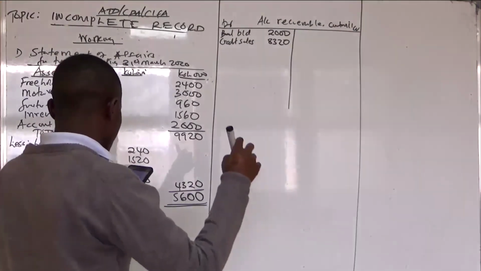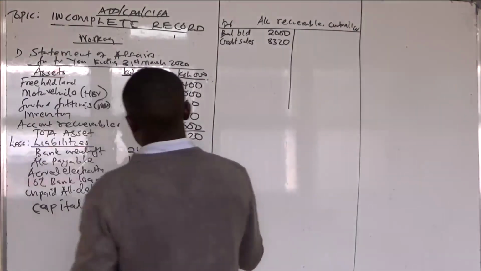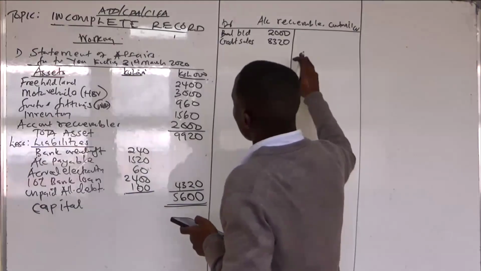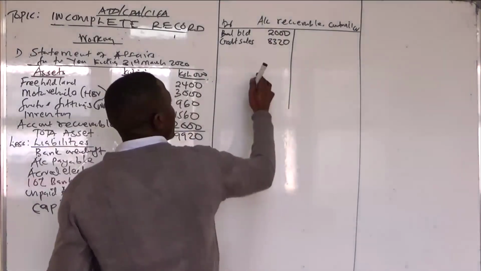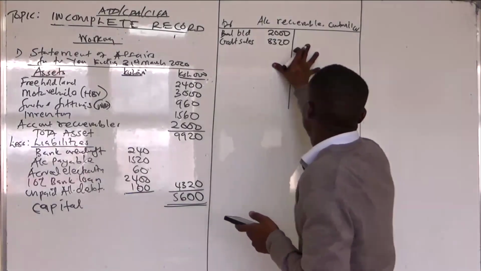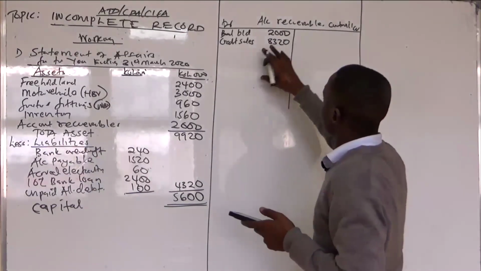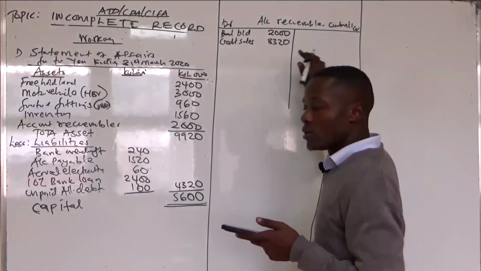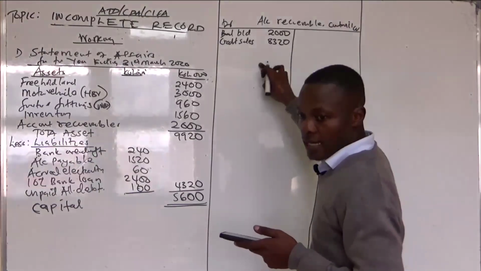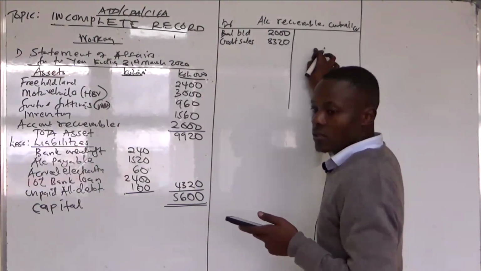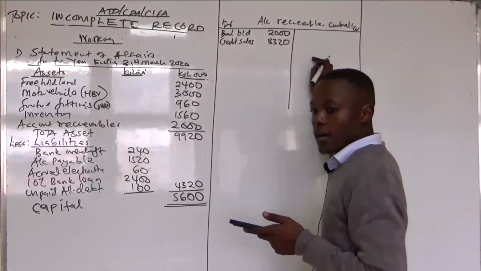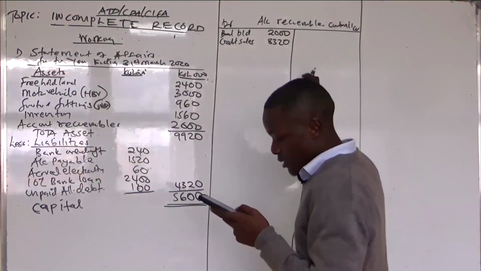Other things we can put here are known bad debts. But what you need to know, NB: allowance for doubtful debt and cash sales do not affect the control account. That is something you must know. Cash sales and allowance for doubtful debt do not affect the debtors control account.